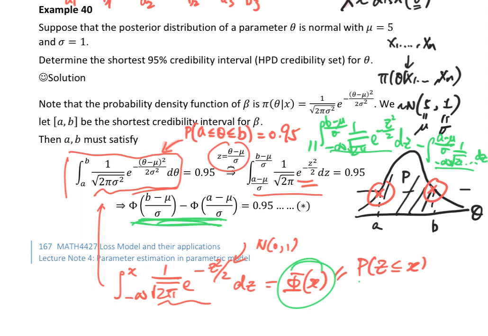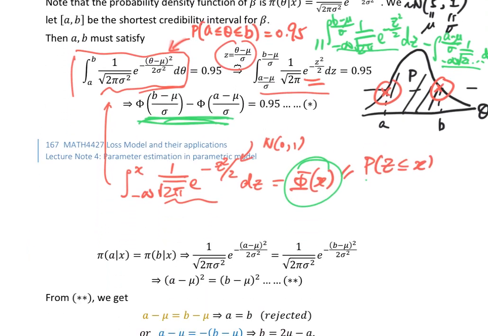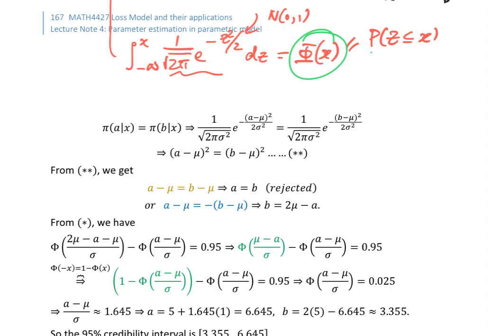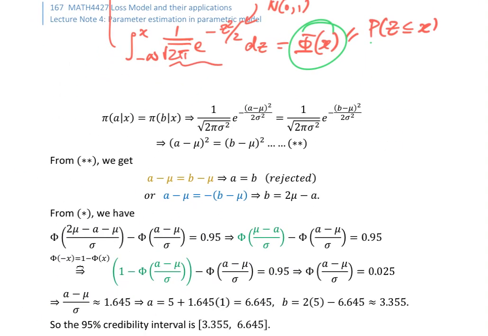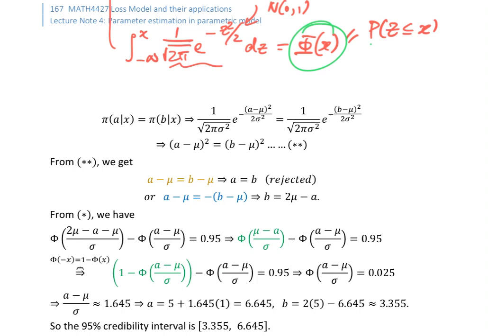Once you have this, the next thing is you also need another governing equation for a and b, because there are two unknowns in this equation. To do that, you use the second fact, that at a and b your PDF has the same density. You just put in the PDF, and if you solve it, you will find a minus mu all squared will be equal to b minus mu all squared.